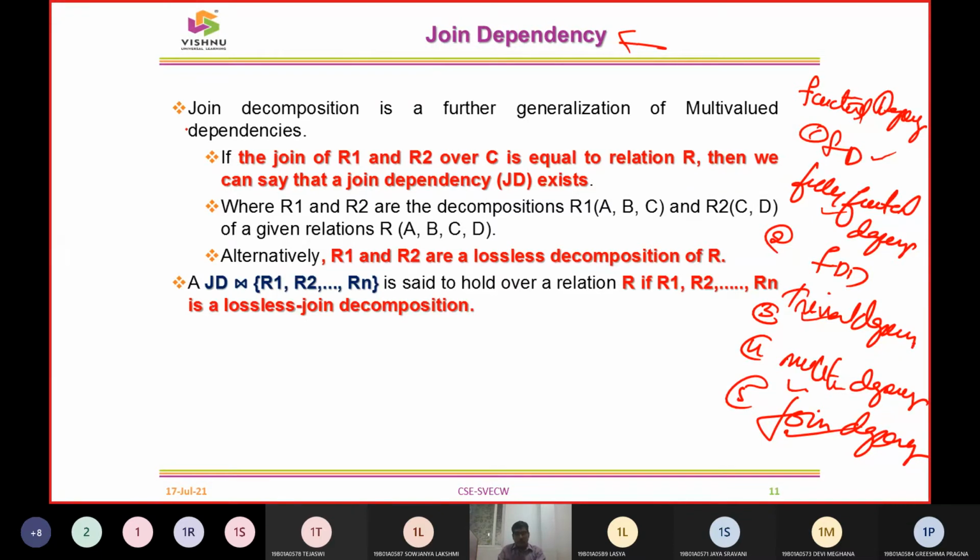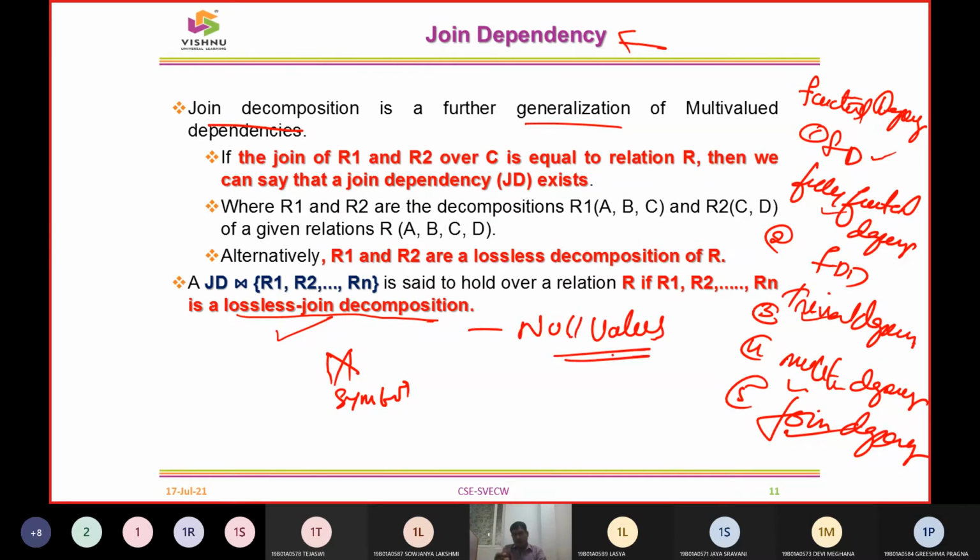Coming to the first word, join decomposition is going to be a further generalized form of multi-valued dependencies. So we put this join in the form of a symbol, and most probably join dependencies support lossless decomposition. That means we have null values. We do have null values.